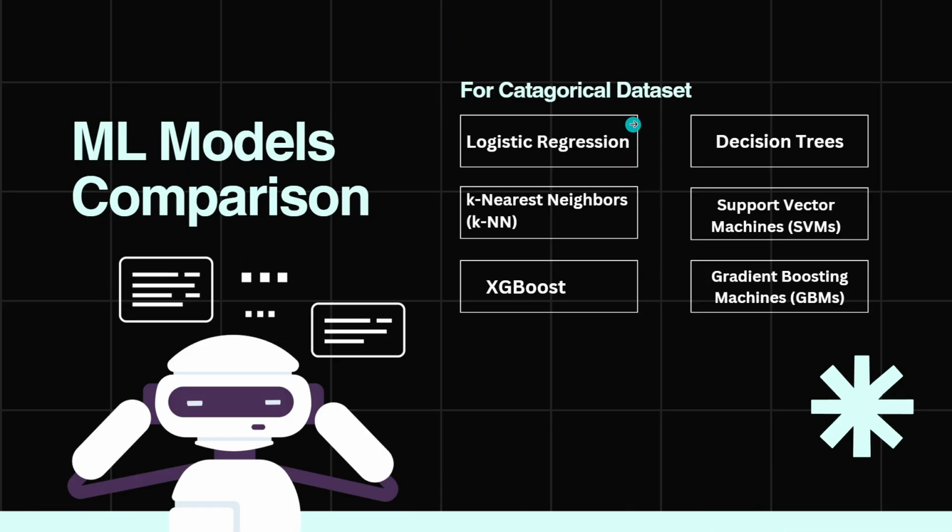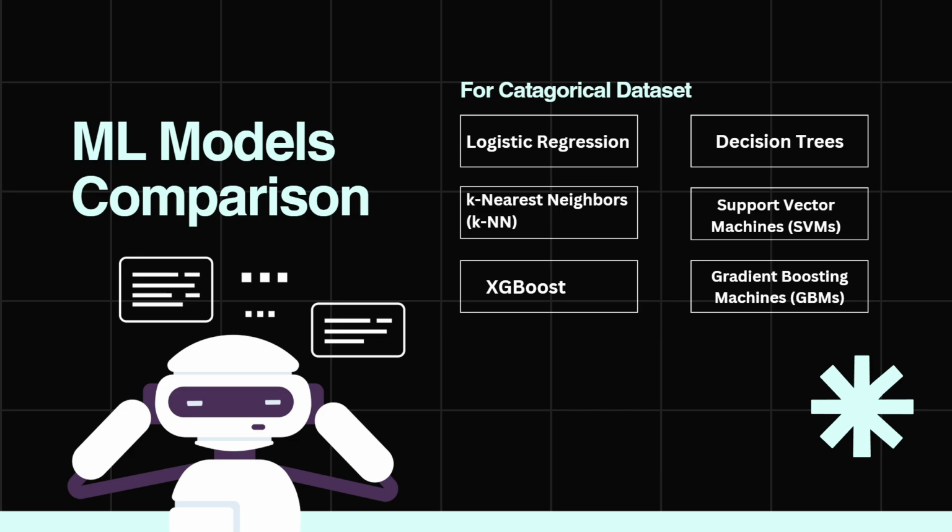So later on, I wrote here the ML model comparison. For the ML model comparison, I wrote all the categorical data set machine learning models. Here we have logistic regression, decision tree, KNN, and support vector machine. Also, on the last two I wrote XGBoost and GBMs, also known as gradient boosting machines. So using all those techniques, I'm gonna compare which gets the highest accuracy, and the machine learning model with the highest accuracy is the one I'll pick, and I'll predict from that only.